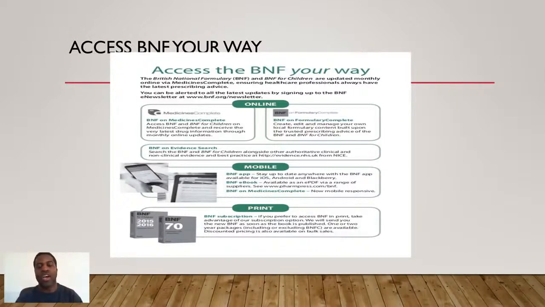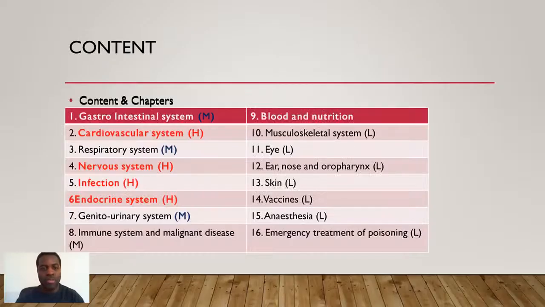So we've got three ways we could access this BNF. Personally, I stick to two ways. I recommend obviously having your print version, because when you're studying, you want to have a print. And I also use Medicines Complete, the online version. Now, what's the difference between the online and the print? The main difference is with the online version, you get monthly updates, right? And so I always go to my online version, because it's updated constantly. So if you want to get the most updated information on your BNF, you want to go online, because that's updated monthly.